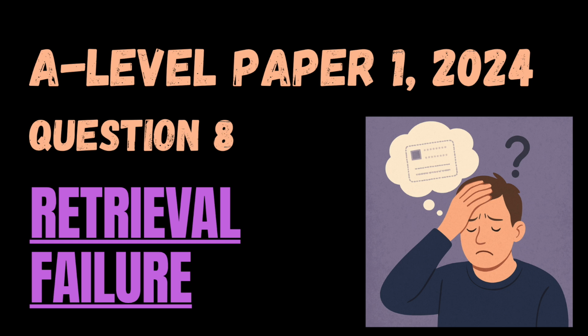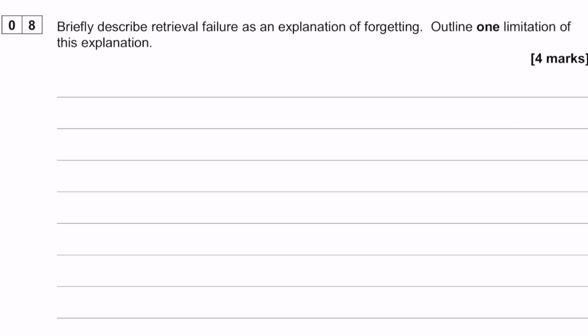Right guys, welcome back. This is question 8 in the 2024 paper 1 and it is a 4-marker on retrieval failure. You can see the question on the screen in front of you now. Describe retrieval failure and outline one limitation of the explanation.